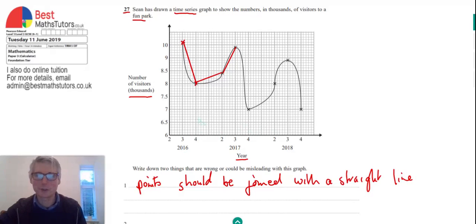The second thing that we can see is that the vertical axis doesn't start at 0. So that's misleading, because actually it should start at 0. Instead it starts at 6. So that would be a second point that we could easily make. So one, point should be joined with a straight line. Two, we could say that it should start at 0, not 6.